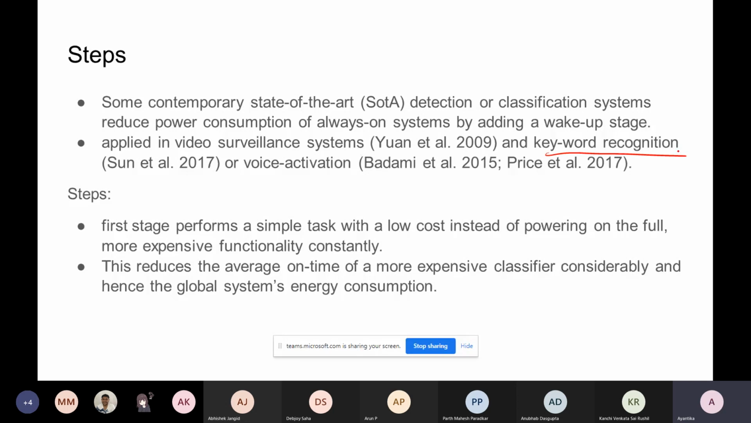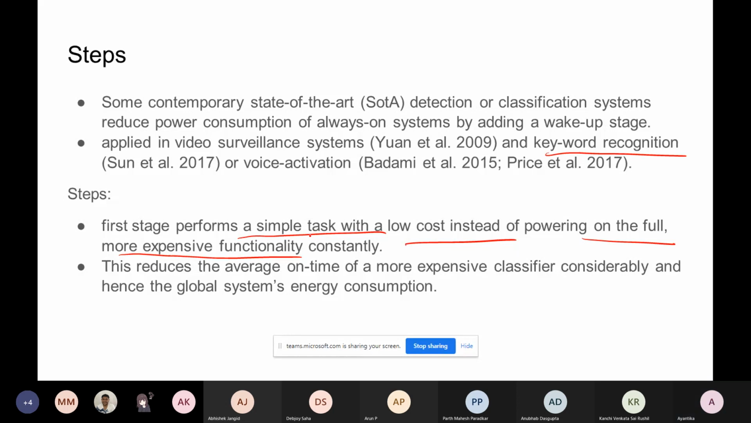For these always on devices, first we are applying this keyword recognition. Okay Google, Alexa, these are the keywords, and these are getting processed in the first layer of your hierarchy, and then some information is getting passed on. We will see that step by step. So the main idea is that the first stage performs a very simple task with a low cost instead of powering on the full, more expensive functionality constantly.